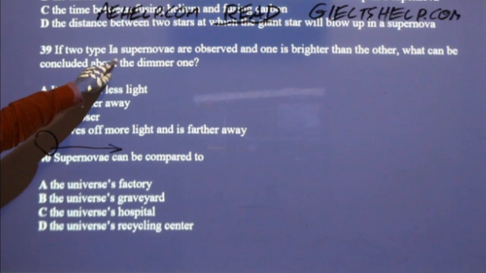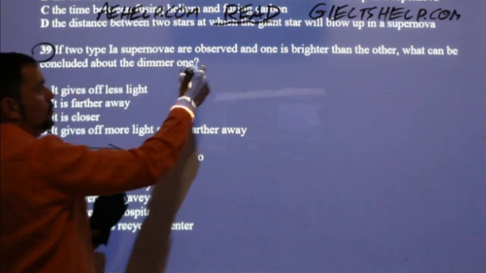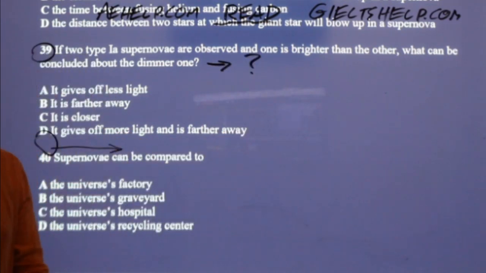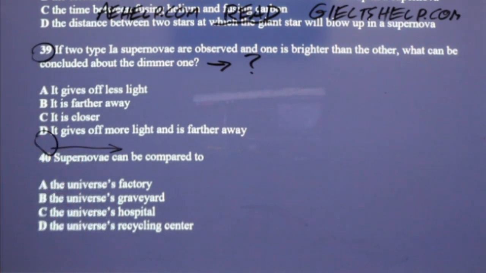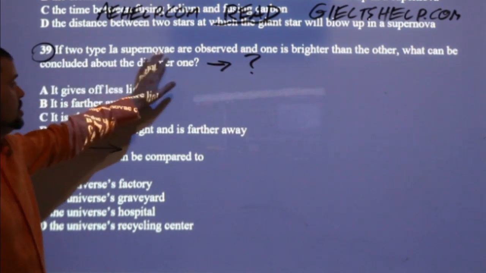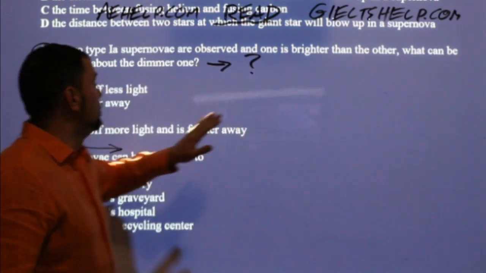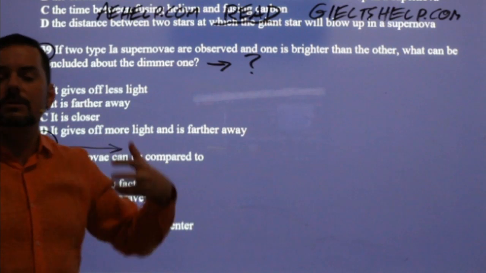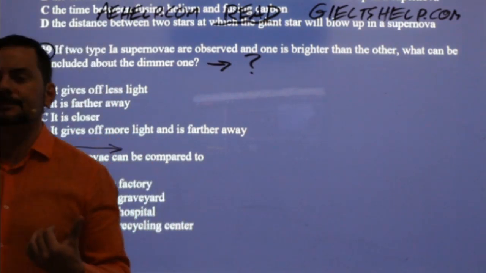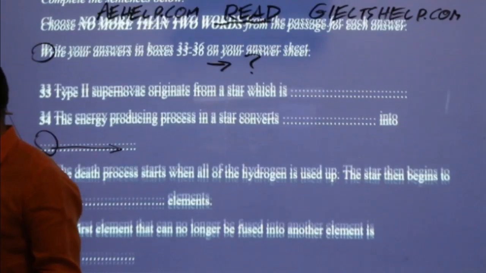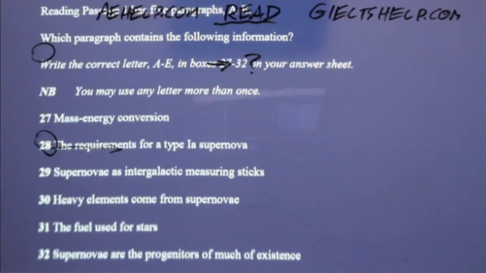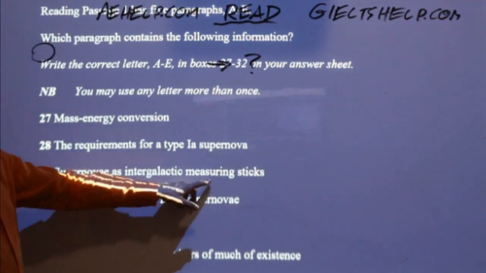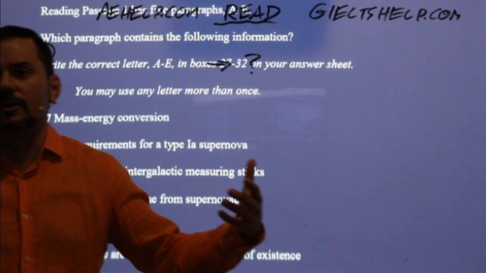Which question or statement does number 39 connect to? So which one is this connected to? That's right, Burrell. He's a very famous Indian mathematician, Chandrasekhar. Okay, 39. If two type 1a supernovae are observed and one is brighter than the other, what can be concluded about the dimmer one? What do you think that's connected with? Which question? If I go back a little bit here. I think somebody said number 28. Not quite 28, but you're close. Probably 29. Supernovae as intergalactic measuring sticks, right? So one is further, one is closer.